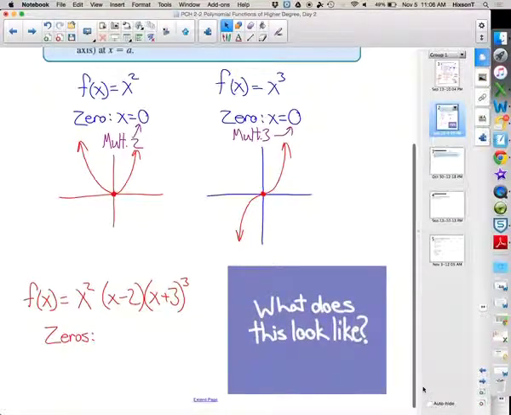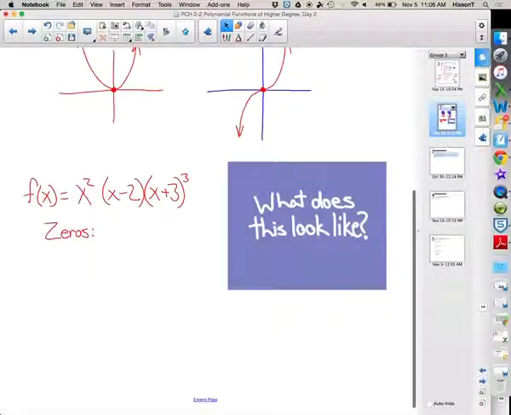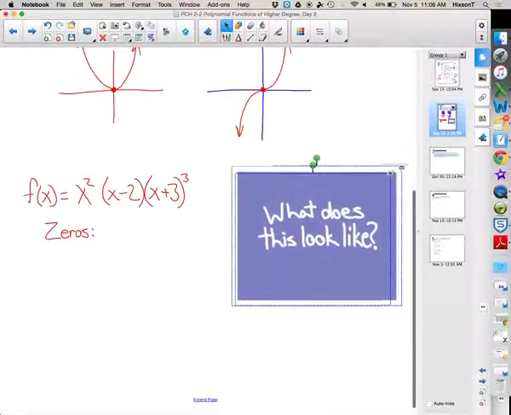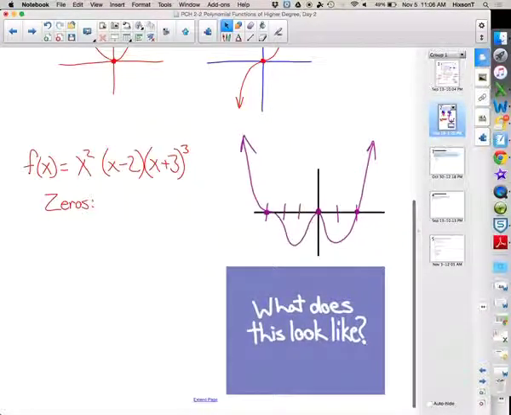Alright? But here's the idea. Stick with me for just a sec. Here we have 0 that has a multiplicity of 2, right? And we have 2 that has a multiplicity of 1 and negative 3 that has a multiplicity of 3. So notice it levels off but goes through negative 3. Then it just comes up and touches 0, but it goes straight through 2. Okay? So that's another thing to factor into our sketches.